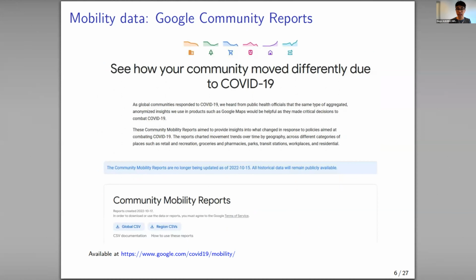And then on the other side, we want to know how this is associated with the degree to which people were moving and the changes that happened to this movement. And this is where the online data comes from.